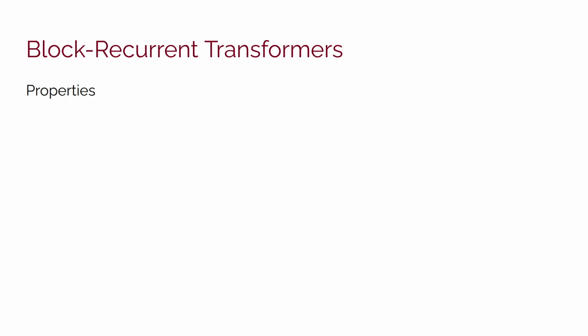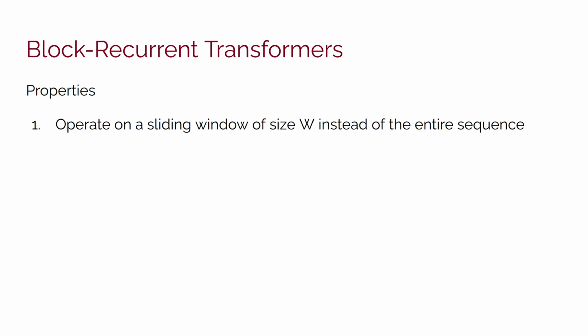So coming to properties, first thing, block recurrent transformers operate on a sliding window of size W instead of the entire sequence. This window is usually way smaller than the entire sequence. It is fixed. For example, if the sequence length or context length is somewhere like 1024 or 4096 or something bigger, the window size is something much smaller.